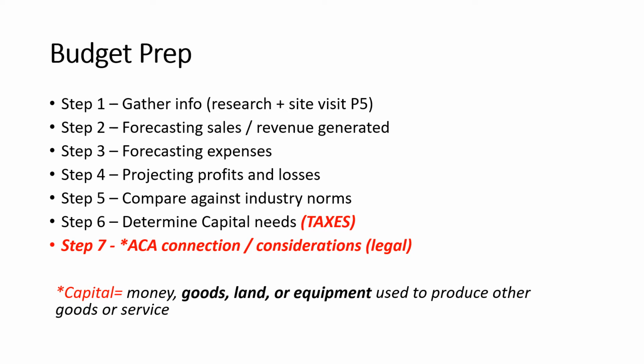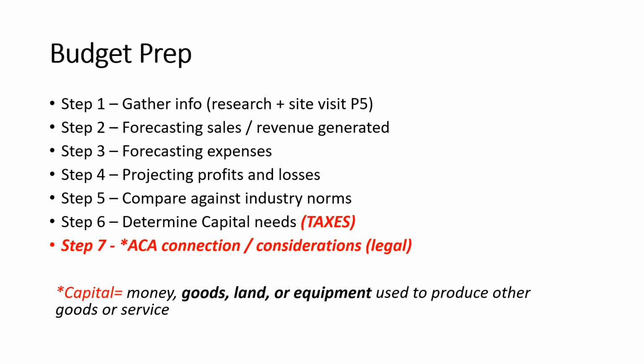So the budget prep, there are 7 steps here. You want to gather the information. You're going to do this specifically with the next project coming up, which is a business research and report, where you're going to do benchmarking of 3 businesses. That's project 5. You want to then forecast your sales and revenue that you're going to generate, so the money you're going to actually gain and profit.